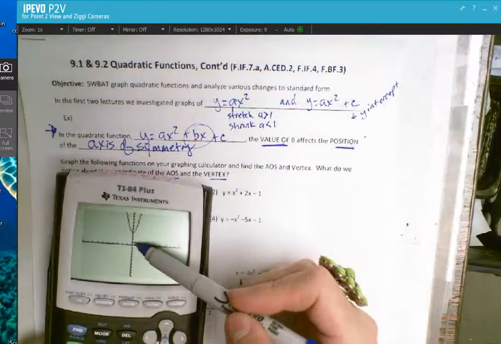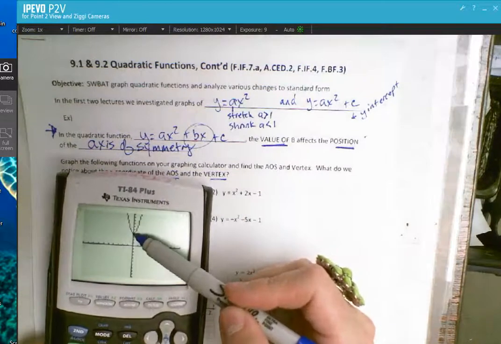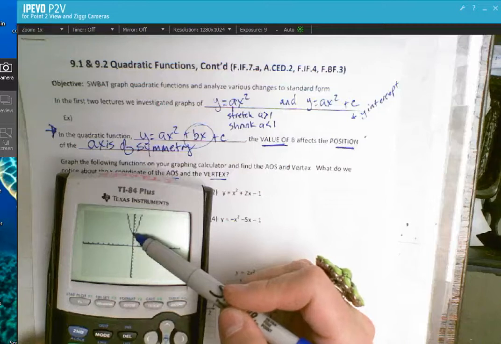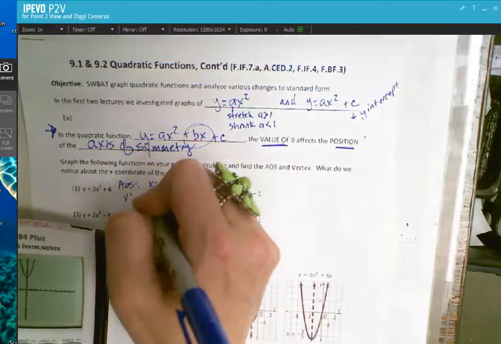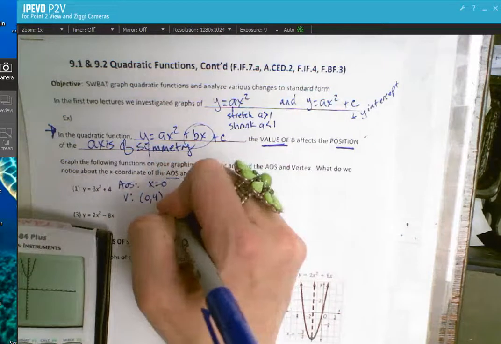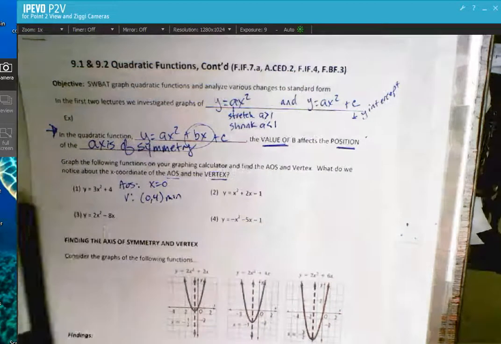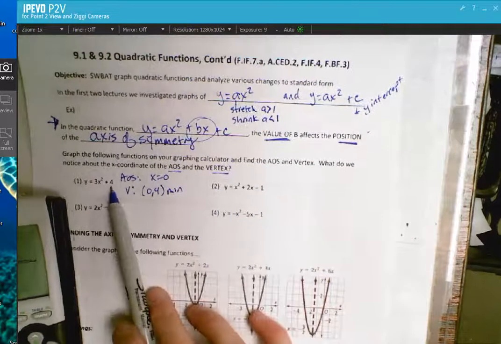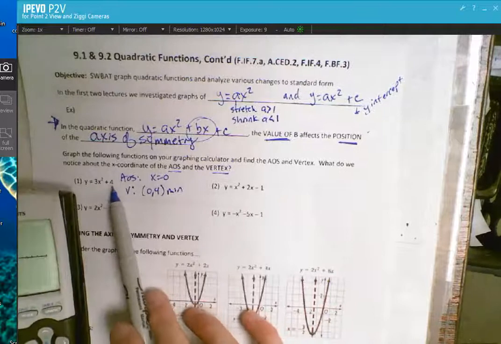And looking on my graph, I look at 1, 2, 3, 4. The vertex is at the very highest or lowest point of your parabola. So this point is 0, 4. So my vertex is 0, 4, and it's a minimum. Then we want to take a look, okay, so that's without a b term at all.